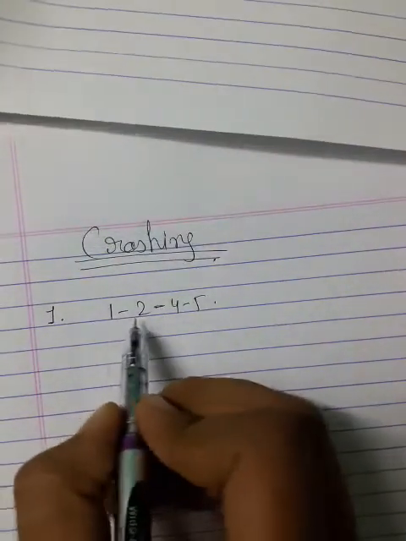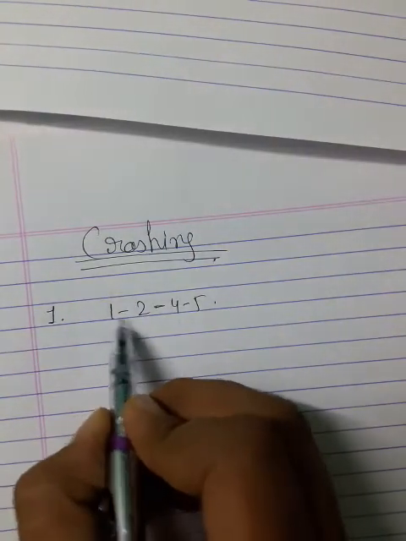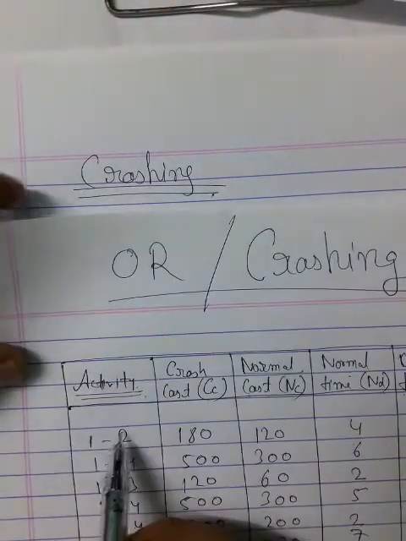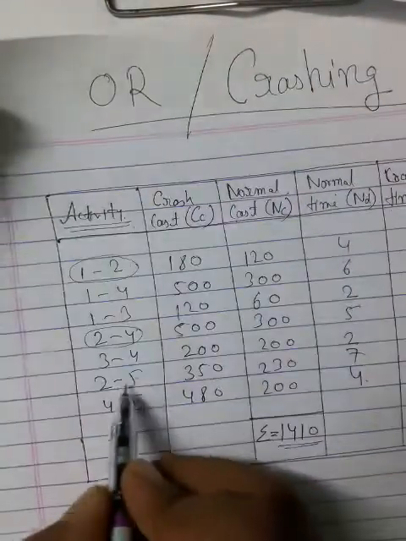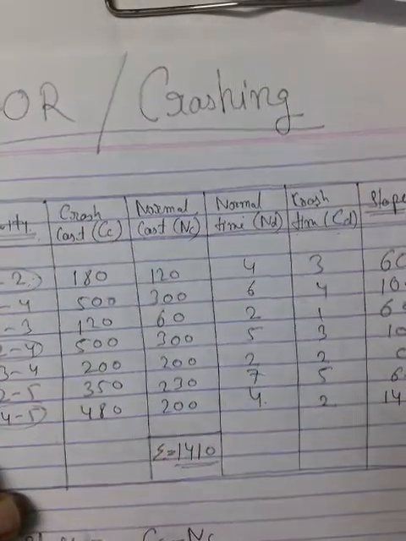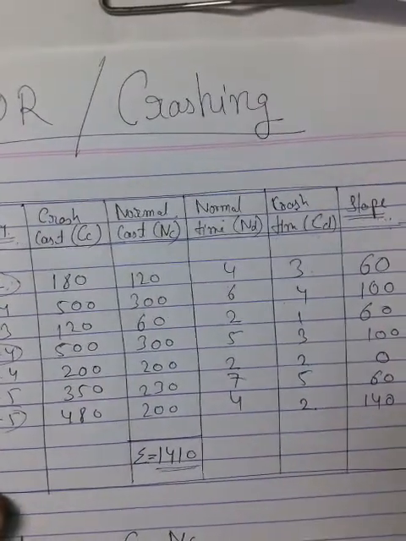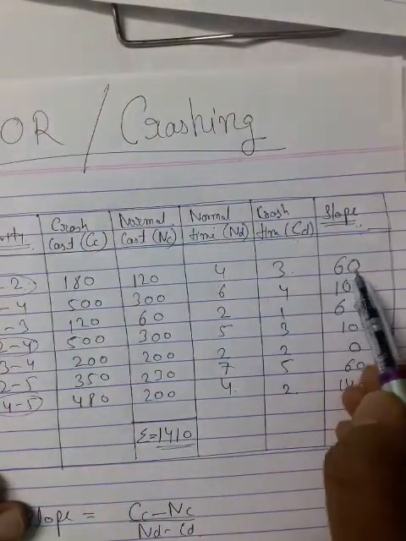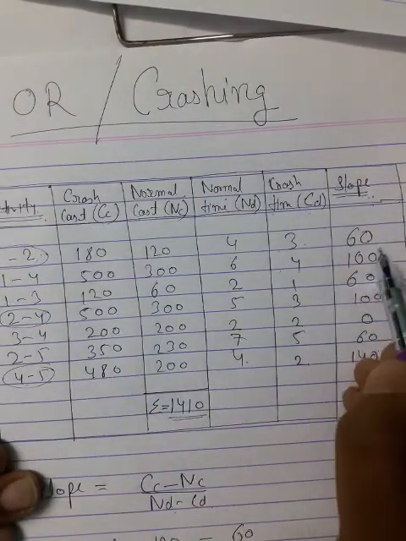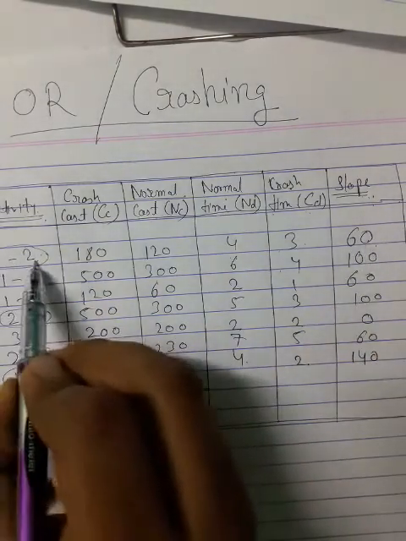Now these are the activities: 1 to 2, 2 to 4 and 4 to 5. From the first table you have to check which has the minimum slope. Within these three, the one having minimum slope is where you start crashing. 1 to 2 has a slope of 60, 2 to 4 has 100 and 4 to 5 has 140. So the minimum is 60, and you have to start crashing from activity 1 to 2.